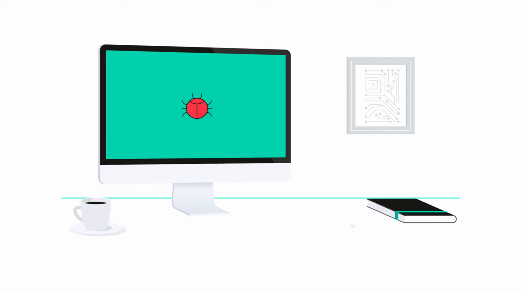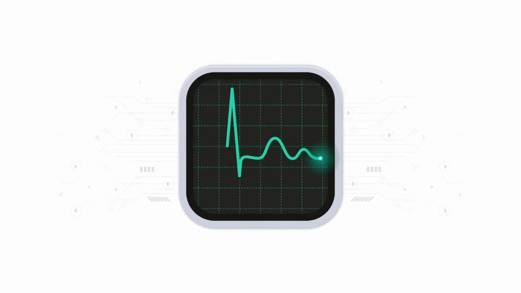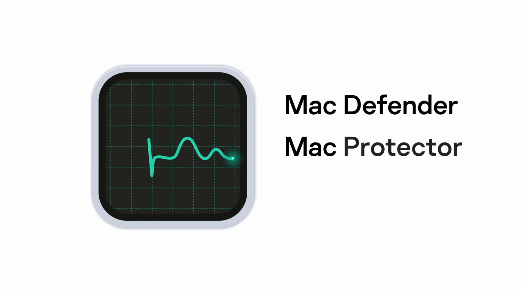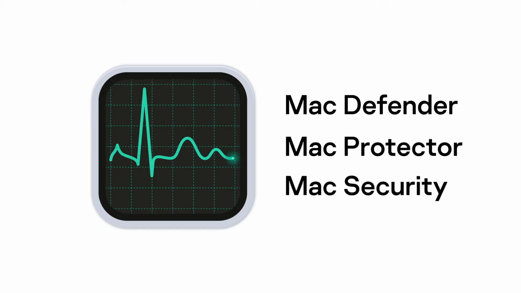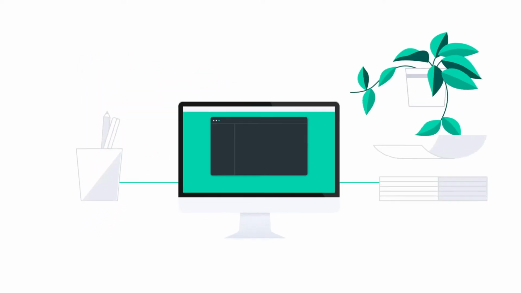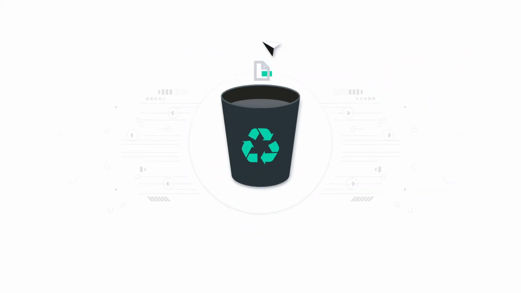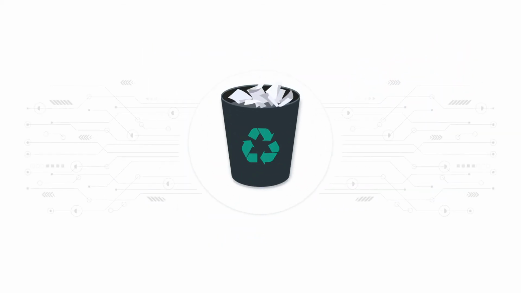If you think your Mac has malware, here's how to remove it. Click on the Activity Monitor app in Launchpad. Look for known Mac malware, such as Mac Defender, Mac Protector, or Mac Security. If you find one of those, click Quit Process before quitting the Activity Monitor. Go to the Applications folder and drag the file into your trash. Empty the trash folder afterward to permanently delete the malware.